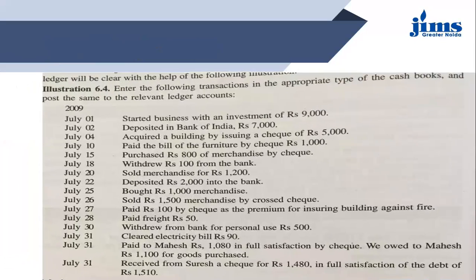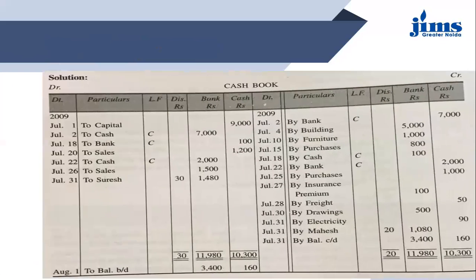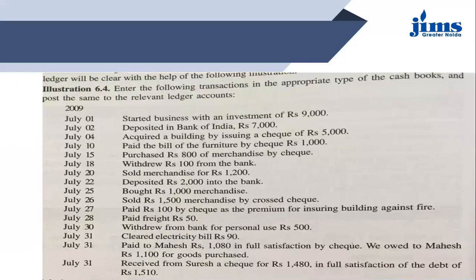Then the next transaction: withdrew 100 rupees from bank. You can see here under the credit side, by cash, you are withdrawing 100 rupees through bank, and it is again a contra entry because you are withdrawing 100 rupees from bank and receiving 100 rupees in the business. On the same date, 18 July, to bank, contra entry, 100 rupees under the cash column.